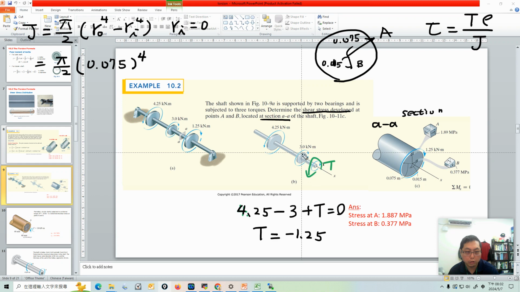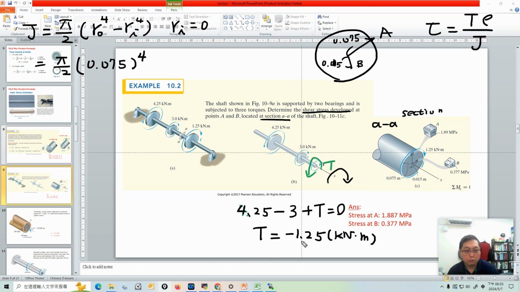And don't forget the unit. Our unit is kilonewton times meter. Initially we assume it's counterclockwise, and we'll get a negative value. Then the real direction is clockwise. So it's the same as the textbook, right? But if I don't know the direction in advance, I like to assume everything is positive.